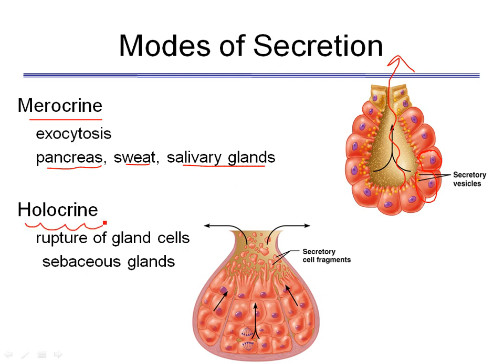Holocrine is a little bit different. Holocrine is cells that actively divide, secrete their product, and as they get to the apical surface, they fragment or kind of pop, and the parts of them contain the fragment. Those are sebaceous glands.